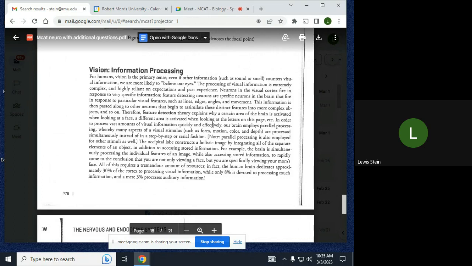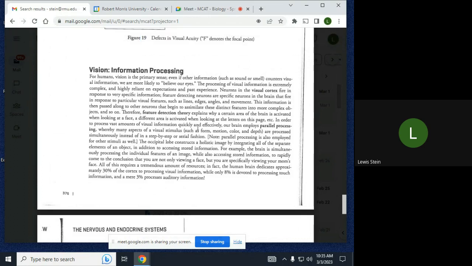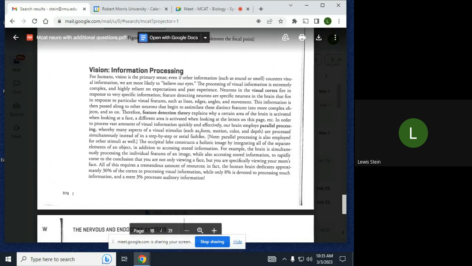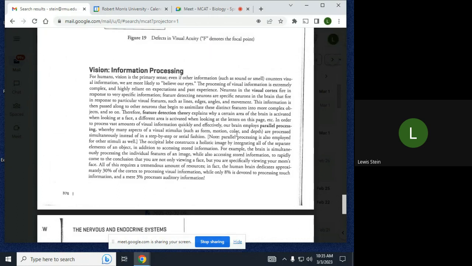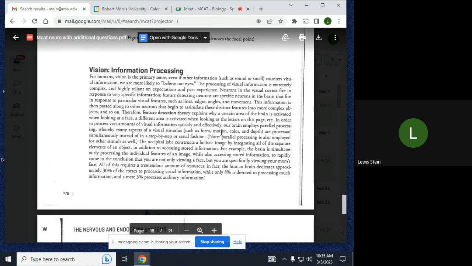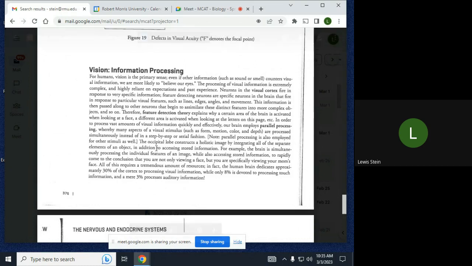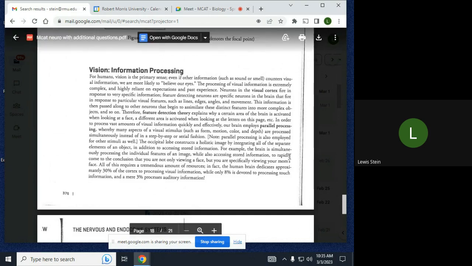What they talk about, which I skipped over in neurology, is this idea of parallel processing. So they're processed simultaneously, looking at the form, is it moving, colors, depth, etc. It's employed by other stimuli as well. And it was interesting that the lobe constructs somewhat of a holistic image, integrating this stored information, and the brain, like I was saying, is processing while accessing the stored information. So do you recognize it? Whose face is it?